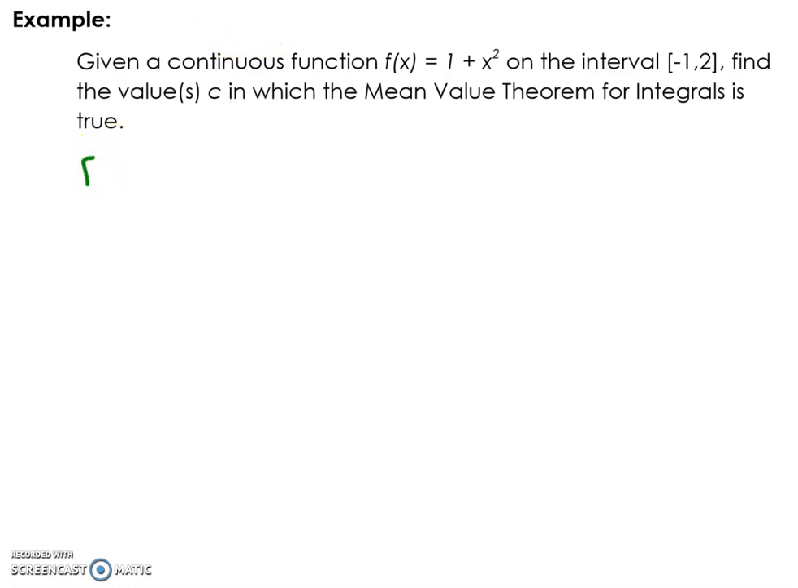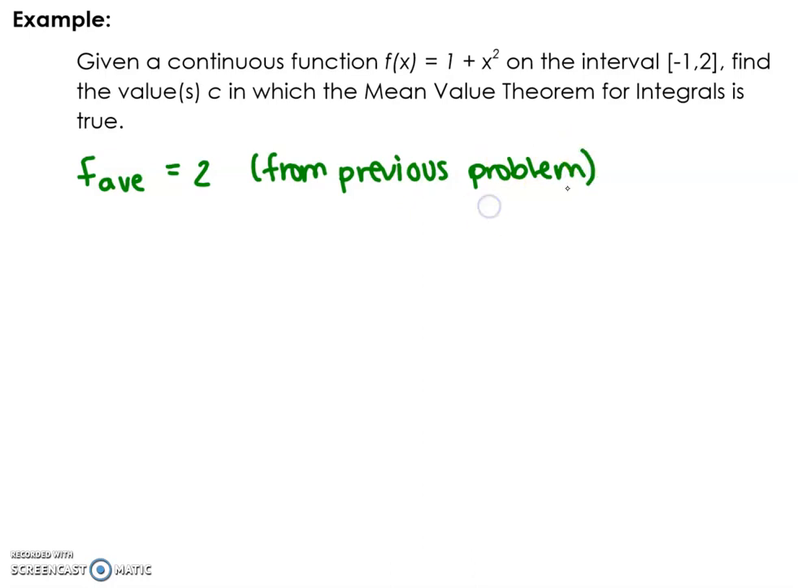So we already know what the average value is for this function. So f average is equal to 2. And I'm just going to write that that's from the previous problem. So we already solved that. If we needed to solve it, we could, right? But we already did this one, so let's not do it again.